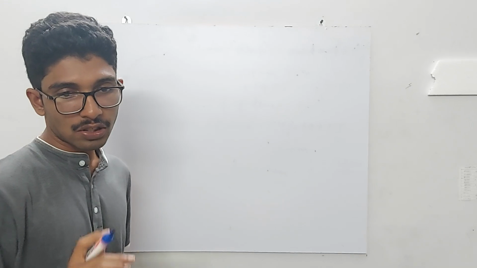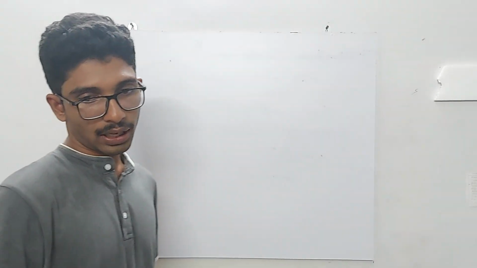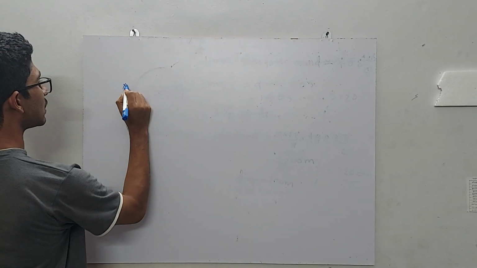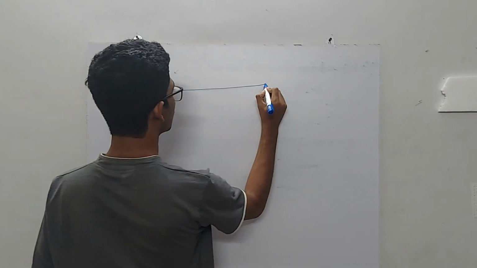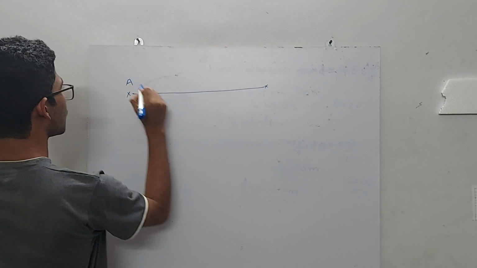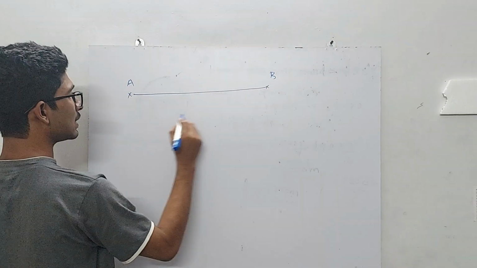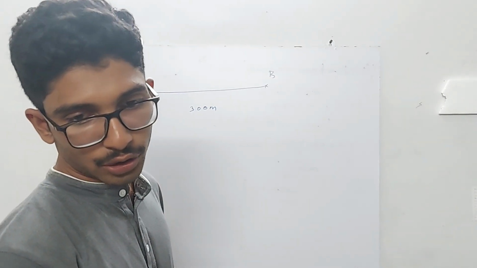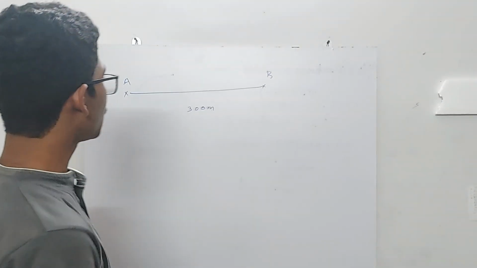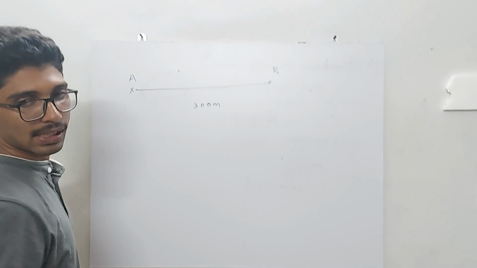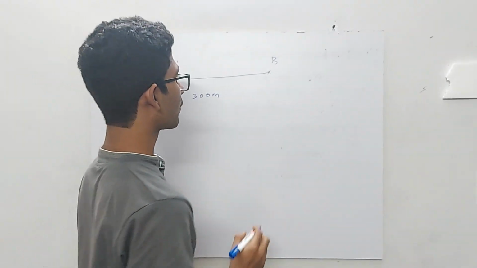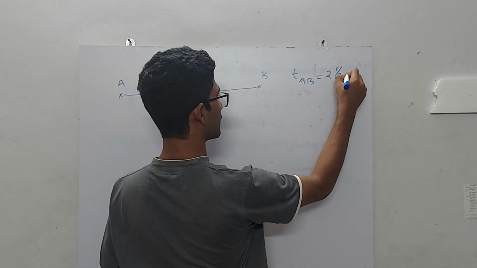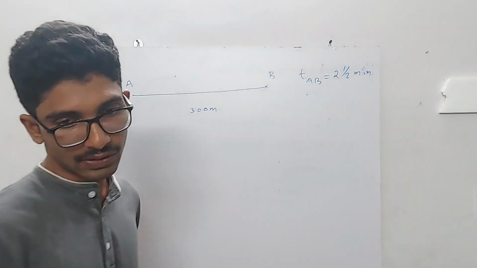There is a straight 300-meter road, whose one end is A and the other end is B. Let this be the track, A, B. The total distance is 300 meters. Joseph moves from A to B, the 300 meters, in 2 minutes 30 seconds. So T_AB is equal to 2.5 minutes. I will write 2.5 minutes; 2 minutes 30 seconds was the time given.